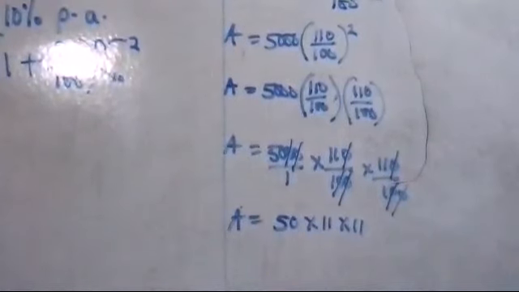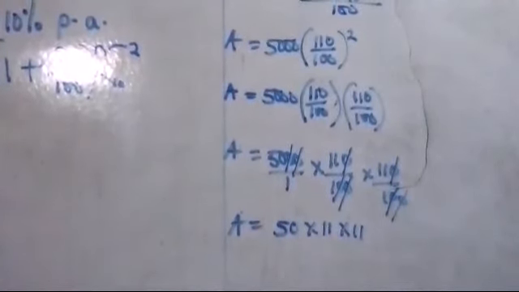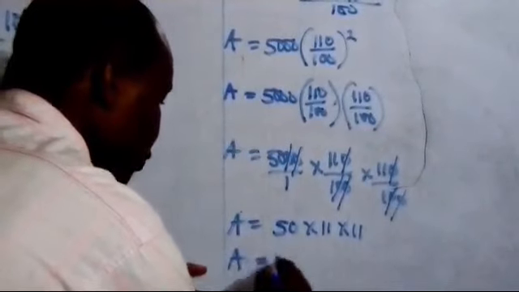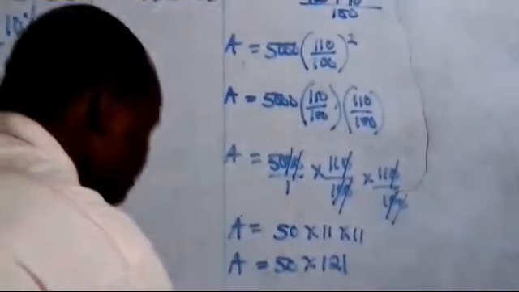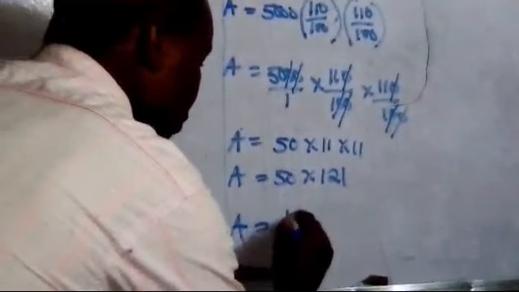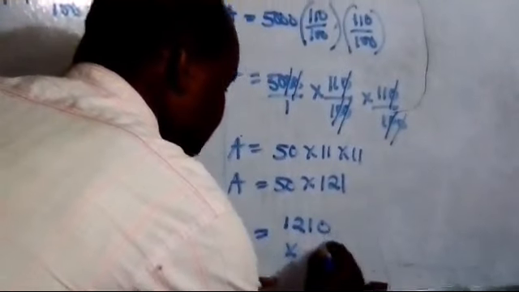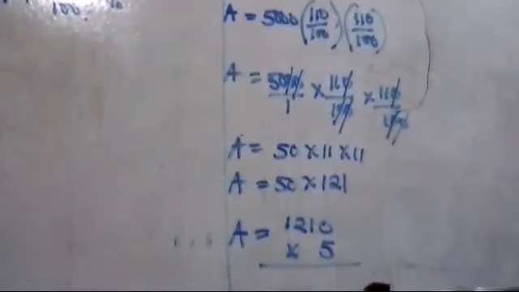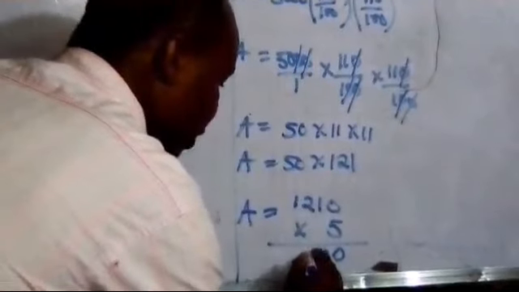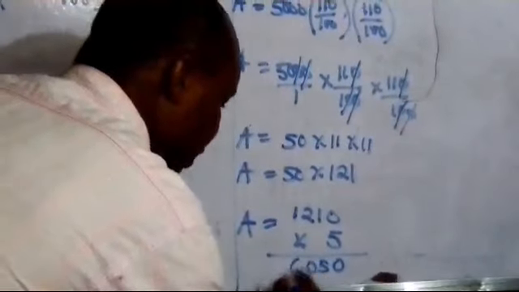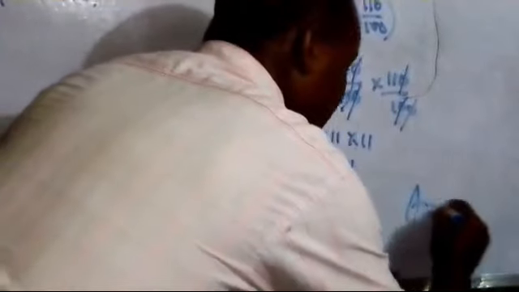And we know that 11 times 11 will give us 121. So A will be equal to 50 times 121. If I want to multiply this, I will say that A will be equal to 1210 times 5. This is an easier way of multiplying. So what do we have? 5 times 0 is 0. 5 times 1, 5. 5 times 2, 10. I keep 1. 5 again, 6. So our amount is simply 6,050 naira. So this is the amount.